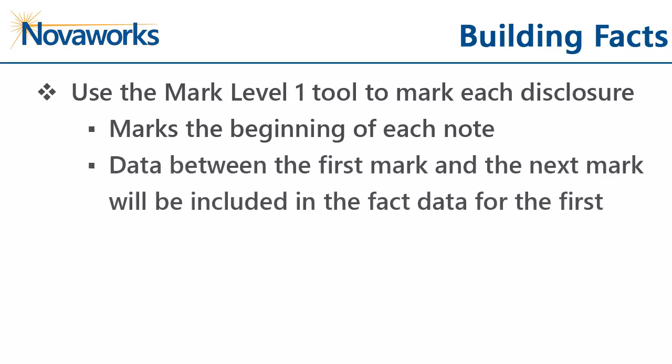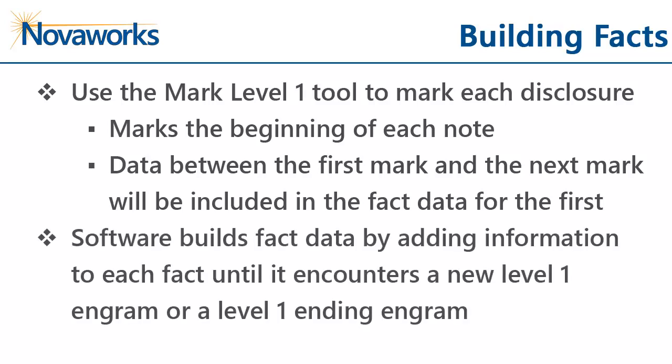All of the data between this mark and the next mark will be included in the fact created for the first mark. Unlike the Inline Fact tool, we won't be selecting the data manually. The software will build each fact by adding the data to the fact until it encounters another Level 1 XDX tag, or something called a Level 1 N tag.